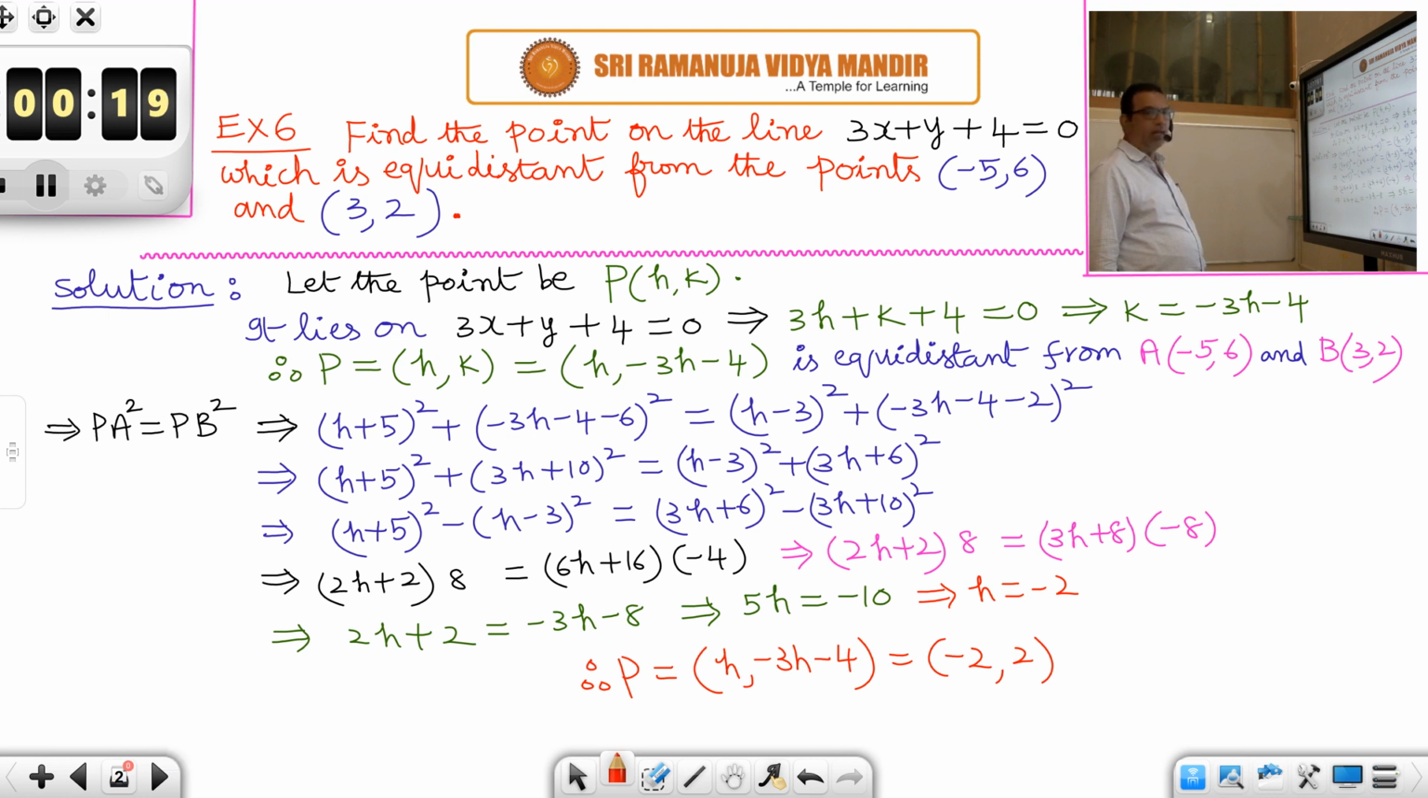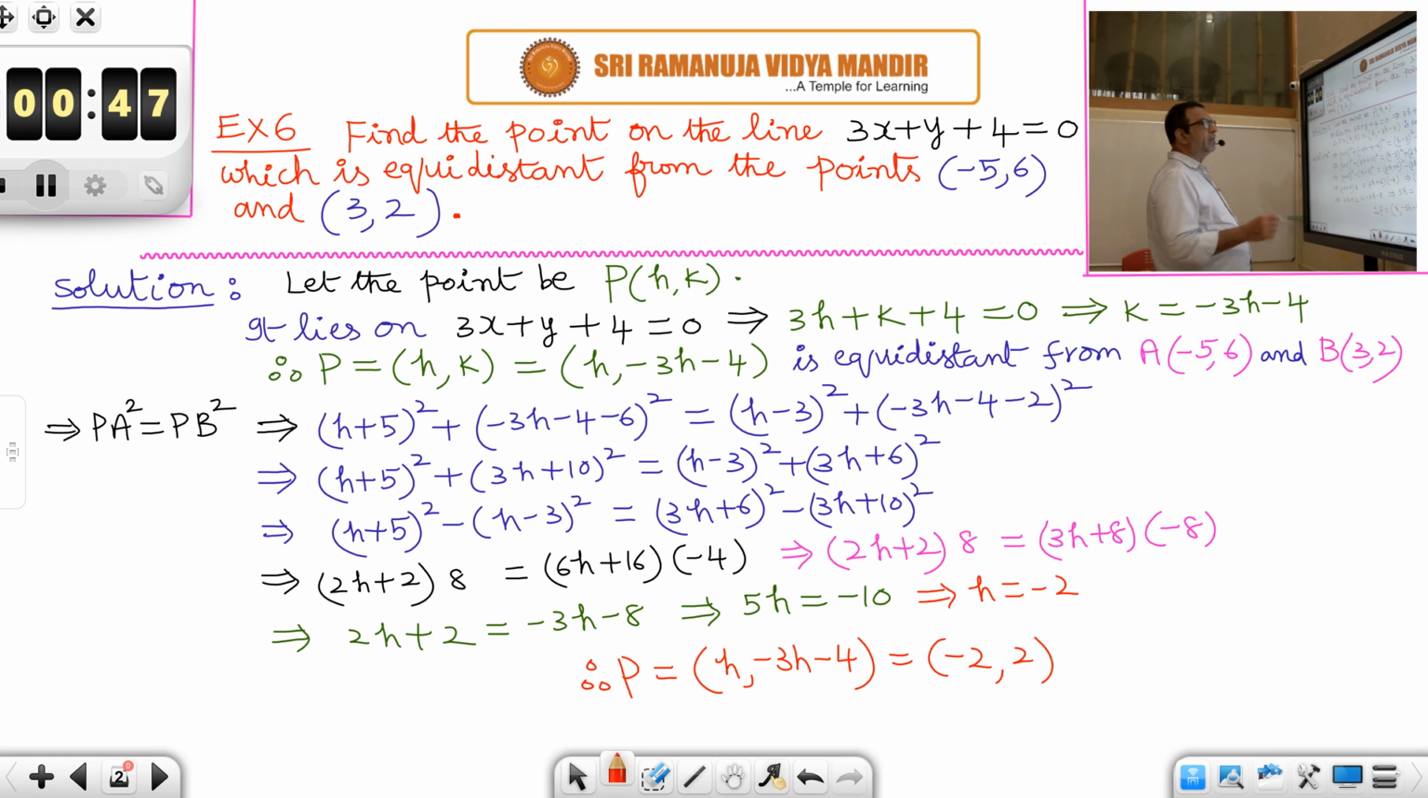Find the point on the line 3x plus y plus 4 equal to 0, which is equidistant from the points minus 5 comma 6 and 3 comma 2. Find the point on a line which is equidistant from two given points. Okay, so I want to do it in two different methods.